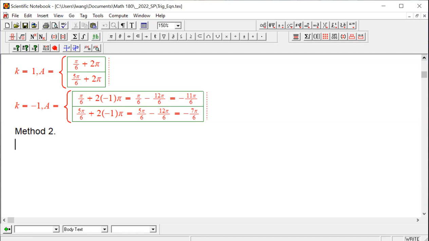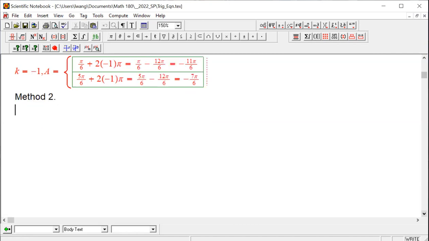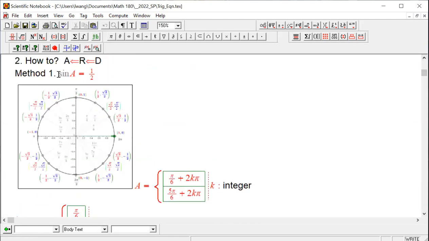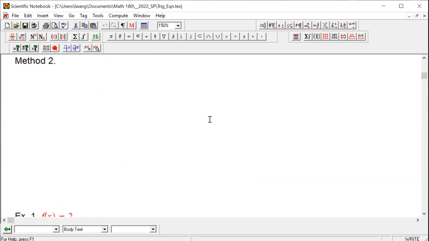I don't know the unit circle, but I know the definition. I know A, R, D. In the definition of trig functions, I hope you guys still remember what the definition of sine is.